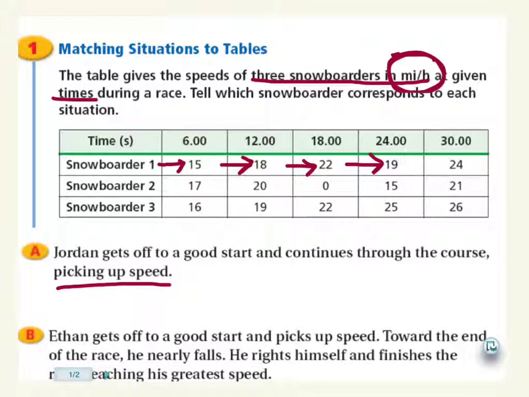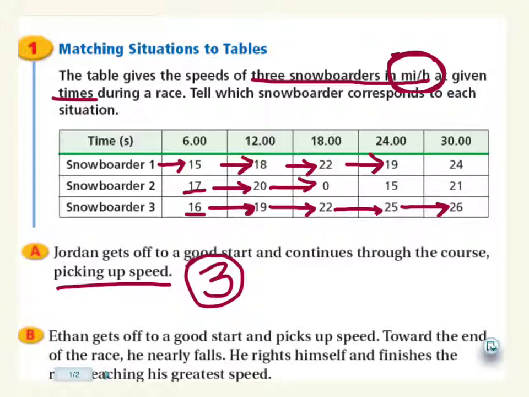So let's look at 2. He starts off at 17. He increases speed, but something happened and he stops. He's not moving at all at 18 seconds. So definitely Jordan is not snowboarder 2. So let's check 3. He starts off at 16. He increases to 19. He increases more to 22, to 25, and to 26. So at that point we can say for sure that Jordan is our snowboarder number 3. Okay, so let's do the next one.